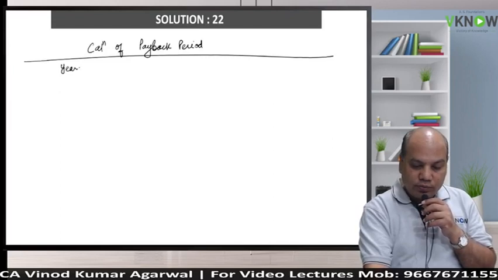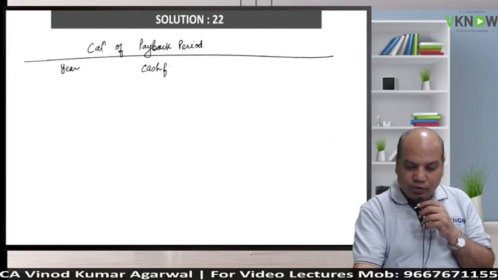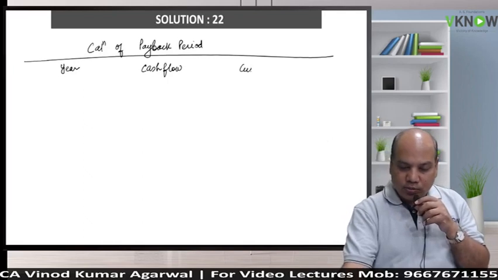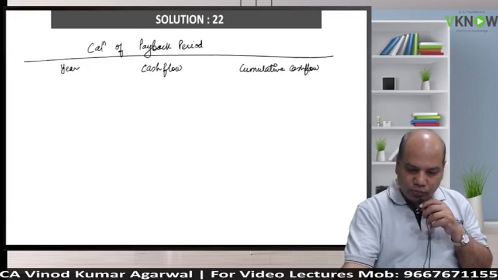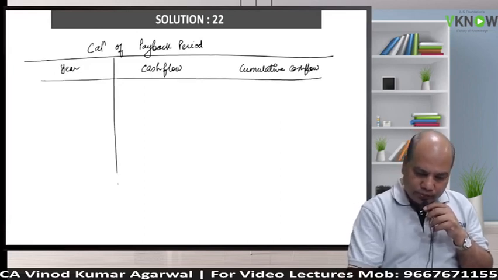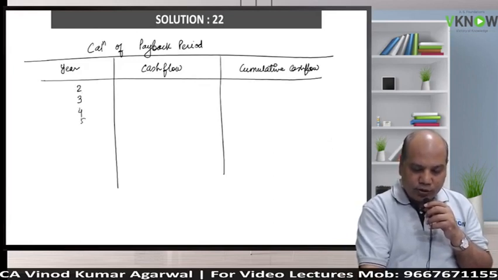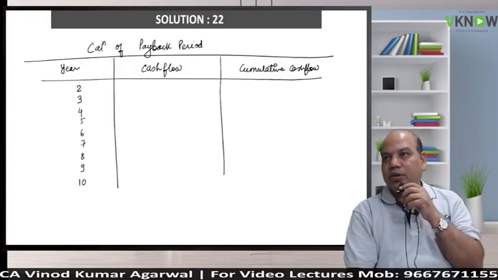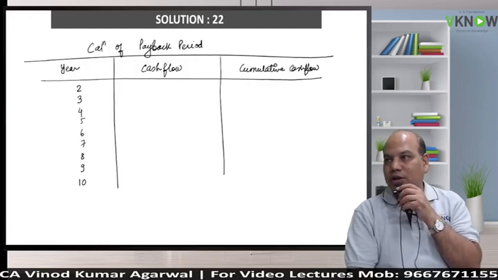So write down year. We don't have to do discounting because it is just payback period. If they would have written discounted payback period, then we will discount it. And in the third column write cumulative cash flow. So first write down year 2, 3, 4, 5, 6, 7, 8, 9, 10. Write separately because you have to take cumulative calculation every year. We have to see in which year we are able to reach 17 lakh.